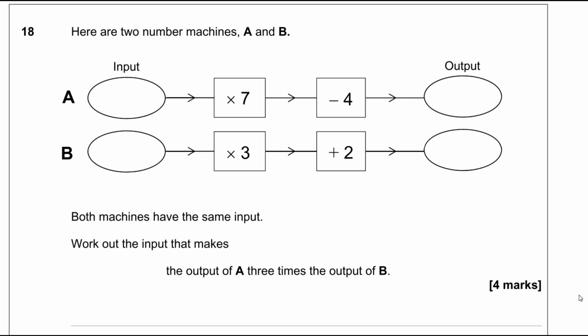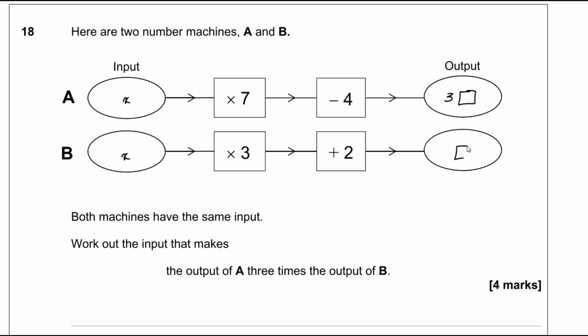Now question 18. Here are two number machines A and B. Machine A with this process and then machine B with this process. Now both machines have the same input. Let's say it's X. It is X as the input. Work out the input that makes the output of A 3 times the output of B. So this is the output of A, which is 3 times the output of B.